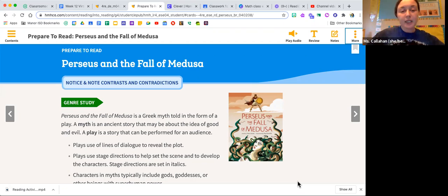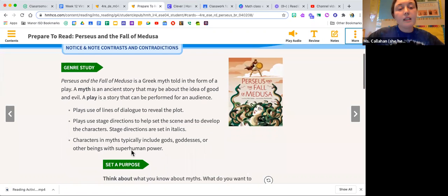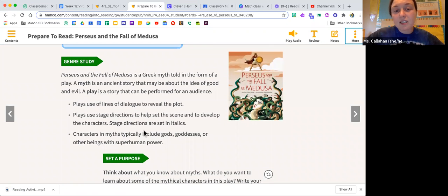Here it says plays use lines of dialogue to reveal the plot. This is where there are lots of people talking back and forth to each other. We will point out dialogue next week when we start talking about the elements of drama. So just look out for those times in which you see characters speaking to each other. That is called dialogue. That is the conversations that they are having within the text. Then it also says plays use stage directions to help set the scene and to develop the characters.